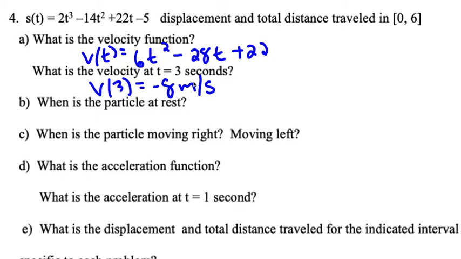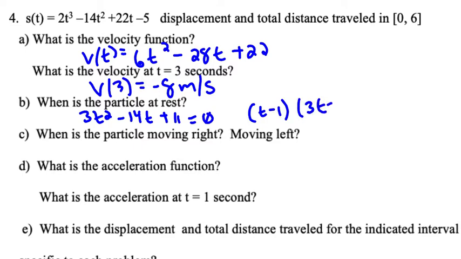When is the particle at rest? The particle is at rest when the velocity is 0. So what I did was I took 3t squared, divided everything by 2, minus 14t plus 11, set it equal to 0. What I got here was t minus 1, and then 3t minus 11 equals 0. So my 2 zeros then are t equals 1 and t equals 11/3.